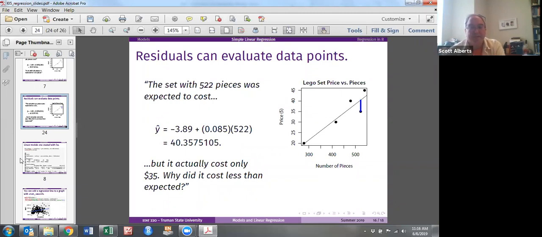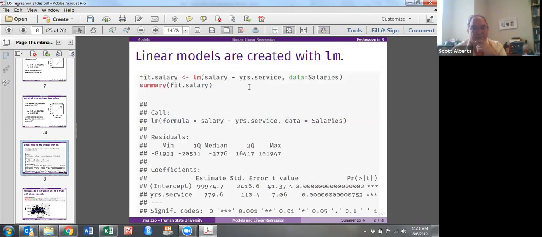In R, we're going to use a very easy command called LM. And so LM stands for linear model. To do that, all we have to do is make our new name and LM, and then we take the name of our predictor variable and this tilde, and then the thing that we think predicts it, comma, where our data comes from. So in this particular example, he was trying to predict salary based on years of service from the salary data set. And then the summary of that, when you do it, spits out a thing that looks like this.